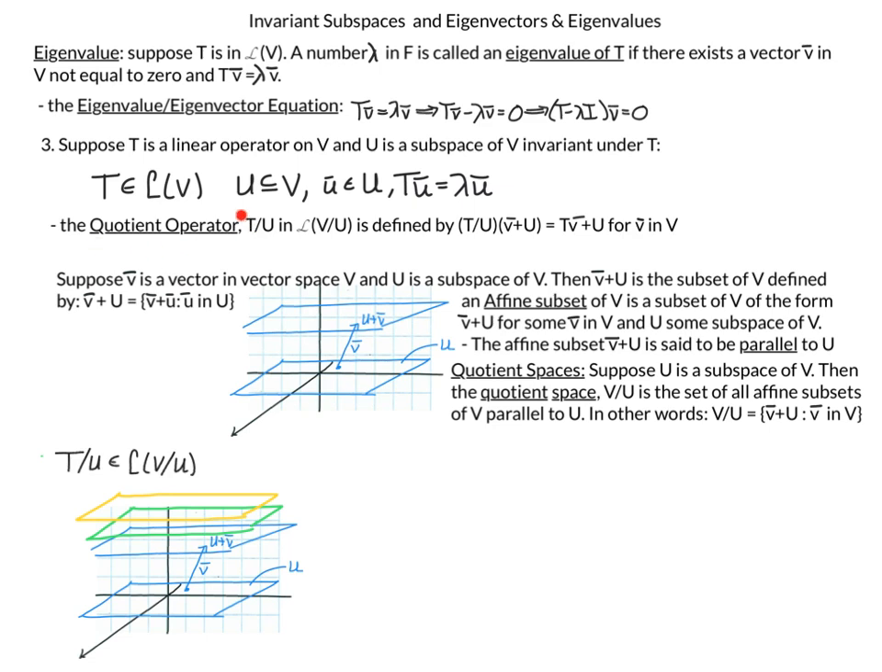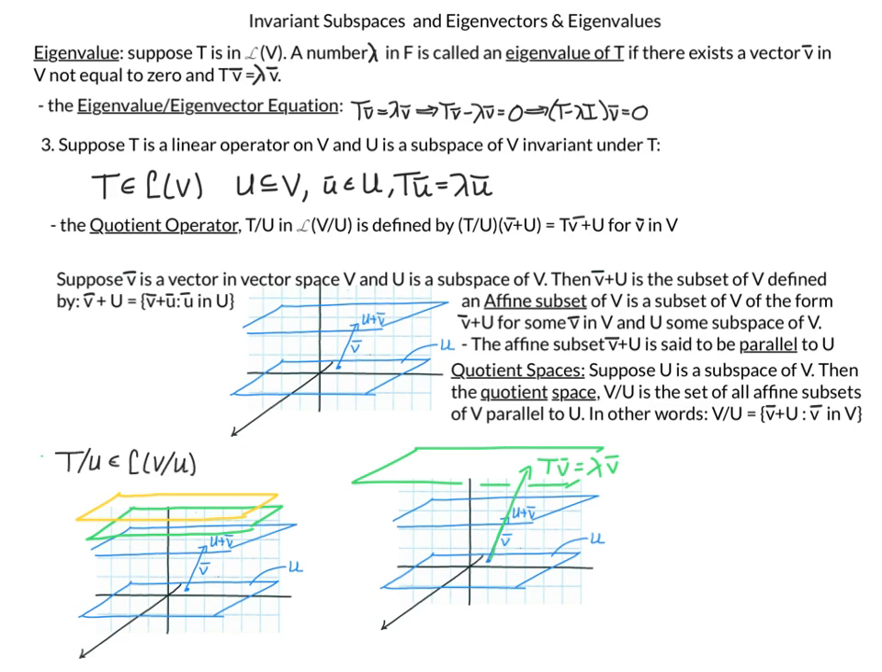Now we have the quotient operator, and it operates on this quotient space V over U. So it'll take one of these v plus U's, one of these planes, and map it to Tv plus U. Remember, Tv has this eigenvector-eigenvalue relationship. So in other words, before we add this to U, we're going to multiply our v by the eigenvalue.